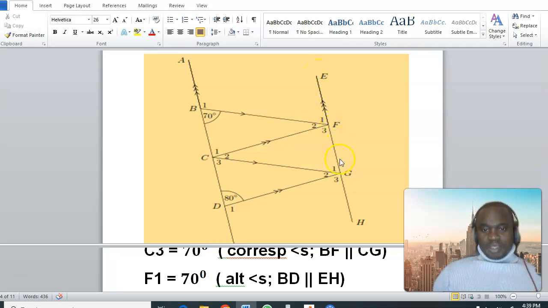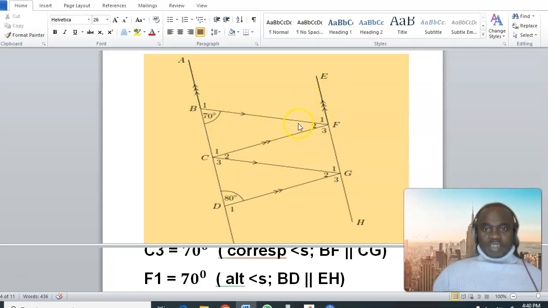EH is parallel to AD or BD. Why? It is having these three arrows. 1, 2, 3, 1, 2, 3. So it means this line AD is parallel to EH. In other words, we can say BD is parallel to EH, and that is alternate angle.